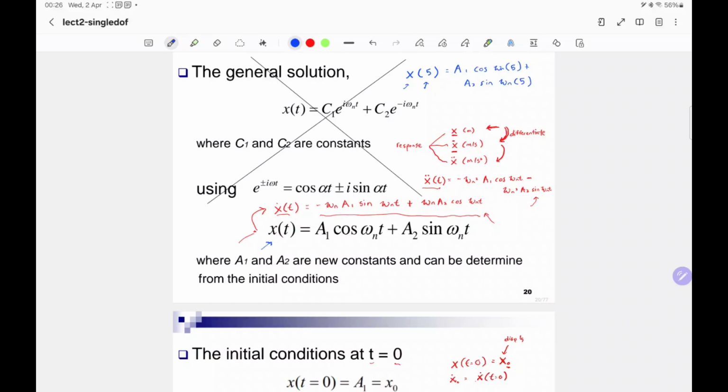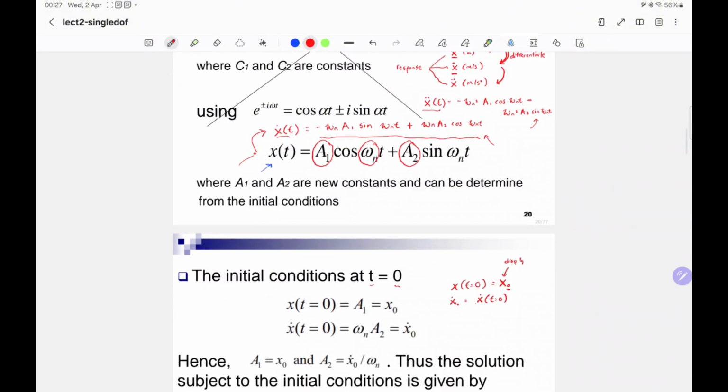Okay, so in order for you to determine the displacement at 5 seconds, you need to know what the unknowns are. Meaning that you need to determine what is a1, what is omega n, and what is a2. Okay, so in order to find a1 and a2, we need to use initial conditions. So basically a1 and a2, we can determine from initial conditions.